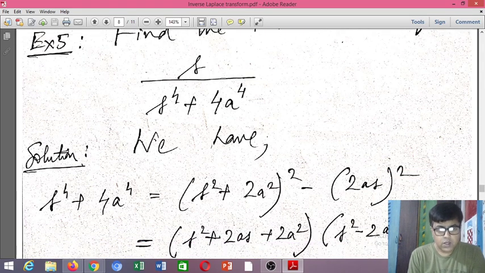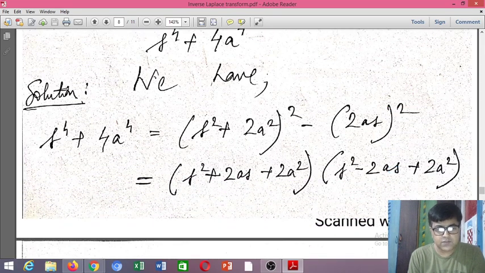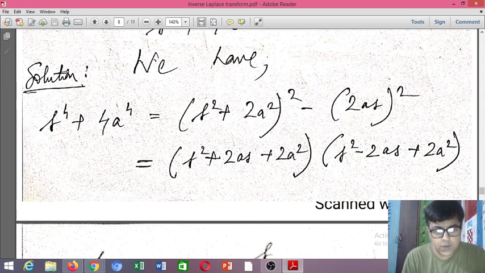This is the way. We can write s to the power 4 plus 4a to the power 4 as (s square plus 2a square) whole square minus twice a whole square. You see, it is actually s to the power 4 plus 4a to the power 4. Then it is a square minus b square form, so it's (a plus b) into (a minus b). So that's what we have written.